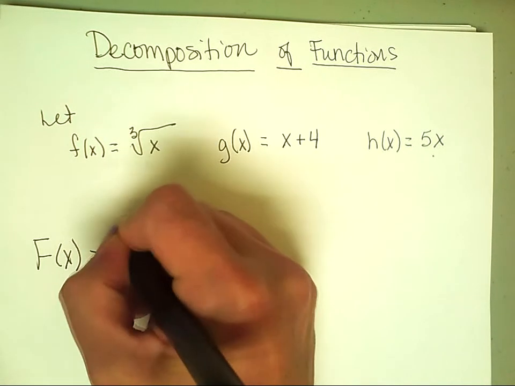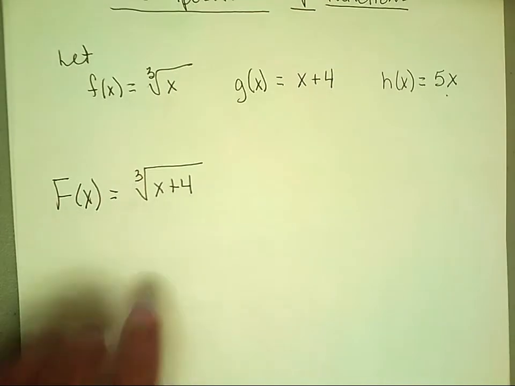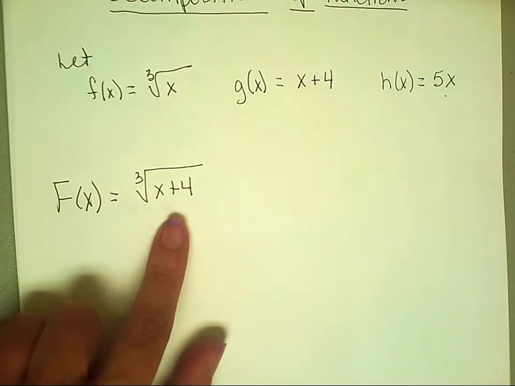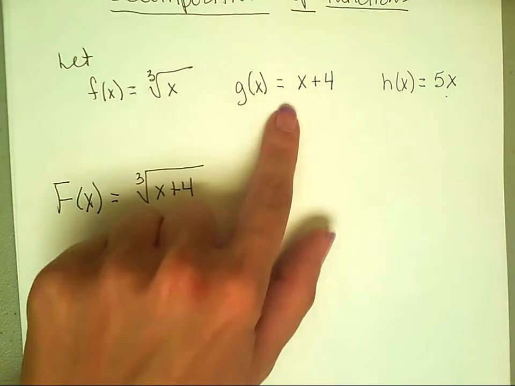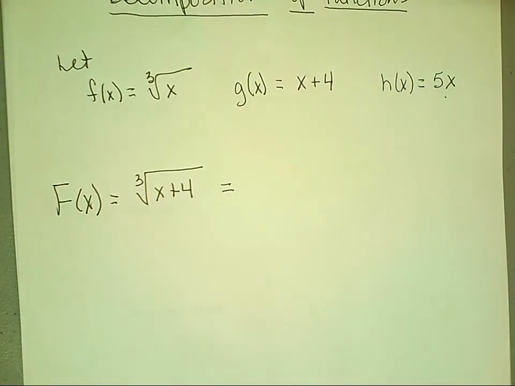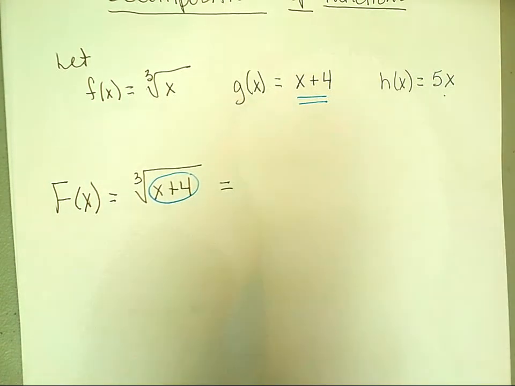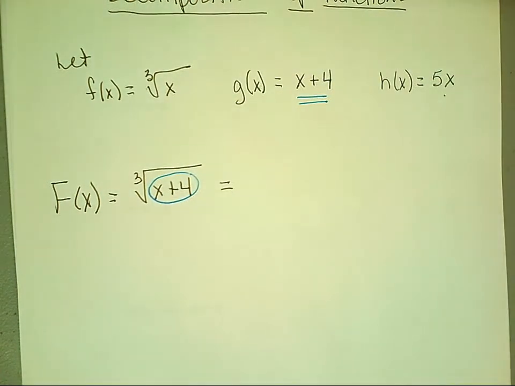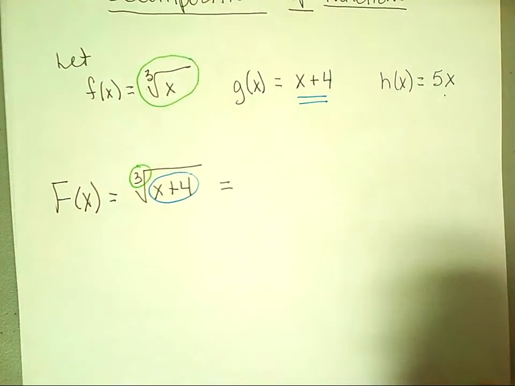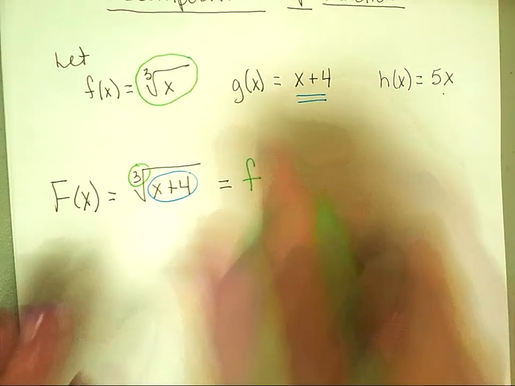Now let's say I have a function f of x that is the cube root of x plus 4. This is a more complex function than either of these. But I can decompose this into these basic parent functions. Notice what we have here, x plus 4, is g of x. And what we have outside of here is f of x.